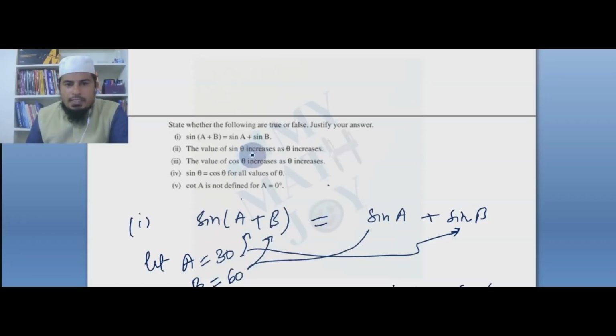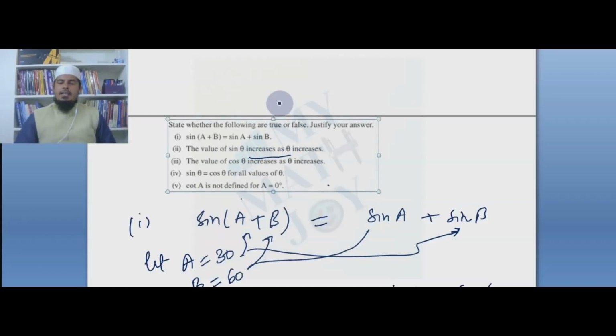The value of sine theta increases as theta increases. Yes, this statement is correct. As we have seen in the table, sine values start from 0, then become 1 by 2, then 1 by root 2, then root 3 by 2, then 1. The values are increasing, hence it is correct. The value of cos theta increases as theta increases. This is a false statement because it is just opposite to sine. As sine increases, cos decreases.